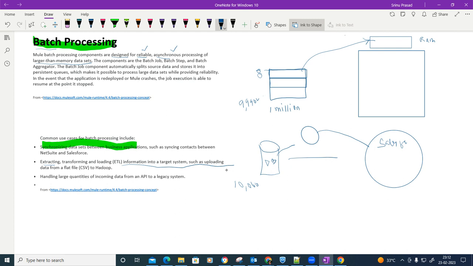In the next session we will discuss the different phases of Mule batch processing and what happens in each and every phase in detail. We will deep dive into the batch processing concept.